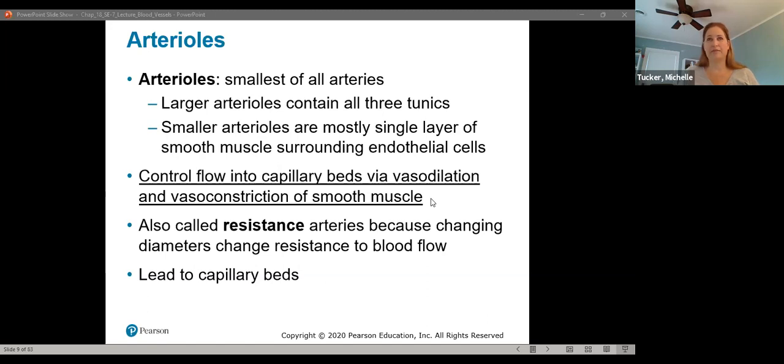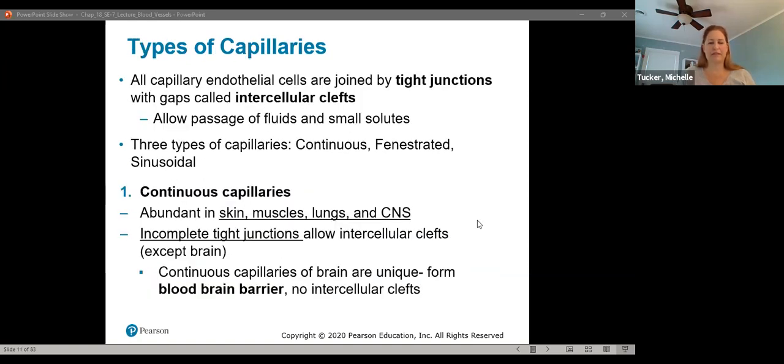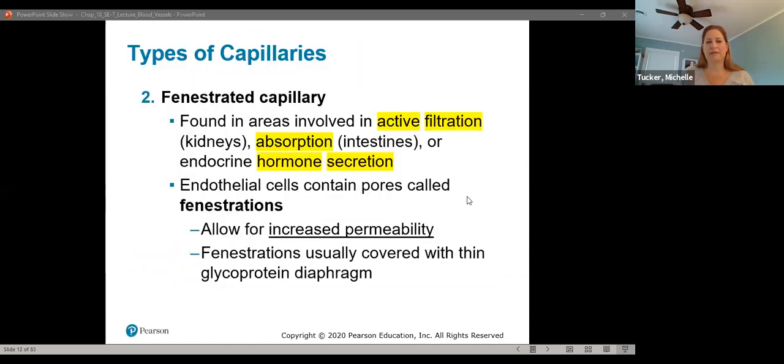And today we may or may not get to intrinsic and extrinsic control of blood flow. We'll have to see. For capillaries, this is where we get our exchange of gas and nutrients. There are 3 types of capillaries: continuous, most abundant, least permeable. And then we get to fenestrated, which are going to allow for increased permeability at places like the kidneys, where we need to have active filtration and produce filtrate.